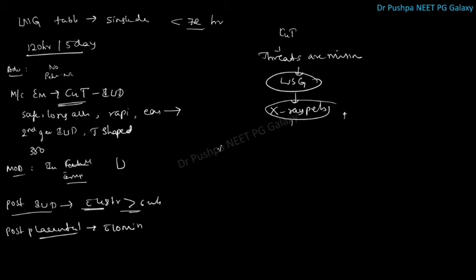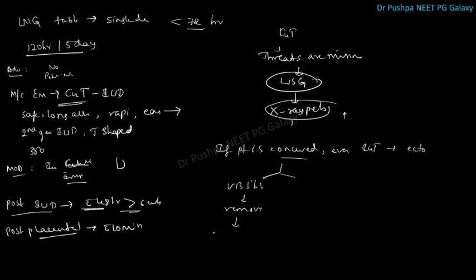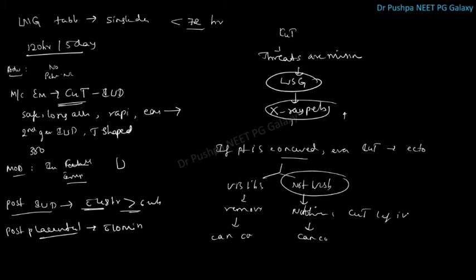So if the patient has conceived even after using this copper T, there might be a chance of ectopic pregnancy. If the patient has conceived and threads are visible, we can remove the threads and the patient can continue the pregnancy. If threads are not visible, nothing can be done and the patient can continue pregnancy. The copper T is left in situ if it is not visible.